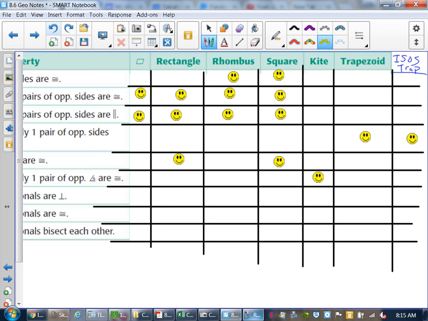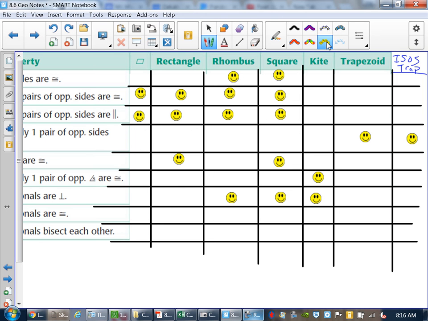Diagonals are perpendicular. Rhombus. Square. And what else? Kite. A rectangle doesn't have diagonals that are perpendicular. They have diagonals that are congruent.